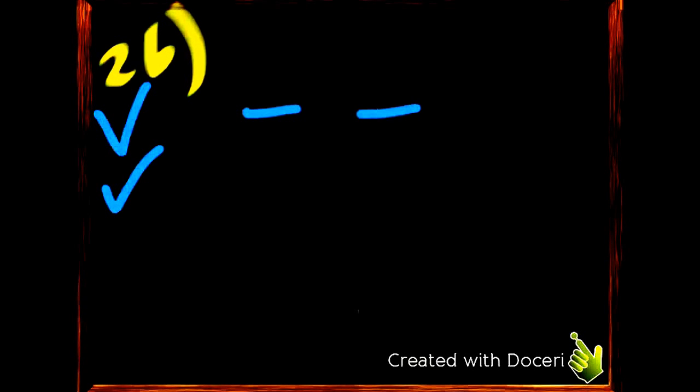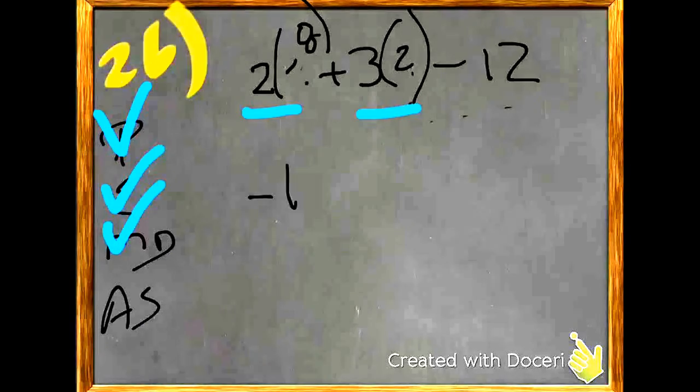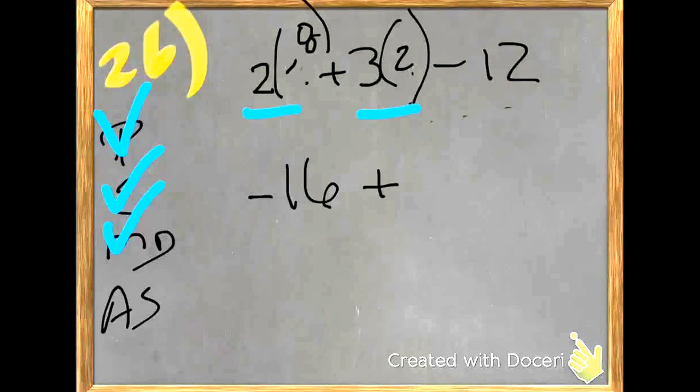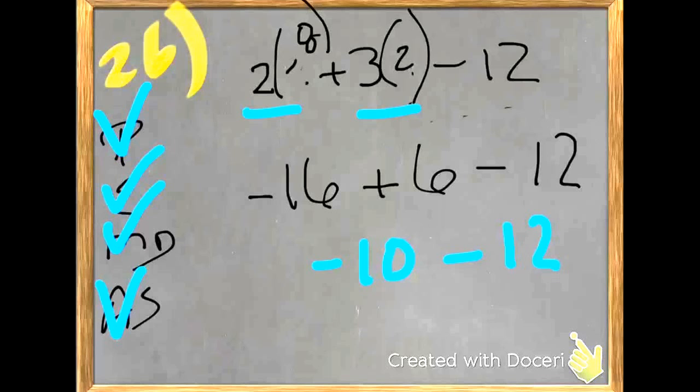There are no exponents. So I'm going to multiply first. 2 times a negative 8 would be a negative 16. Bring down my plus. 3 times 2 is 6. And now I'm going to do my addition. And I want to add the negative 16 and 6 first, because when I subtract that, it's going to be pretty easy. And since 16 is bigger, my answer is negative. And both 10 and 12 are negative, so I'm going to add those together and get negative 22.